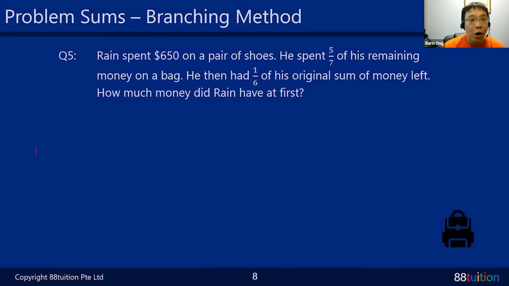Looking very good. Rain spent $650 on a pair of shoes. No total, don't worry. Draw a box first. Down here, write total. You don't know how much, just write total. Put one whole inside. Rain spent $650.